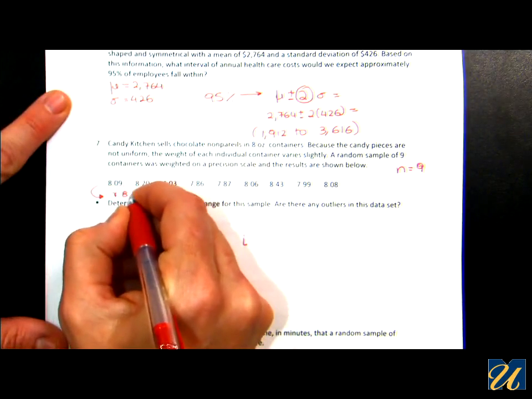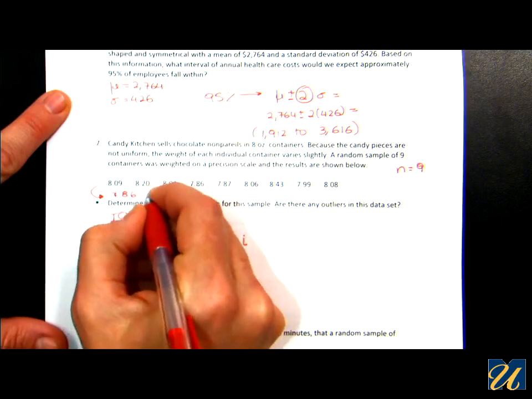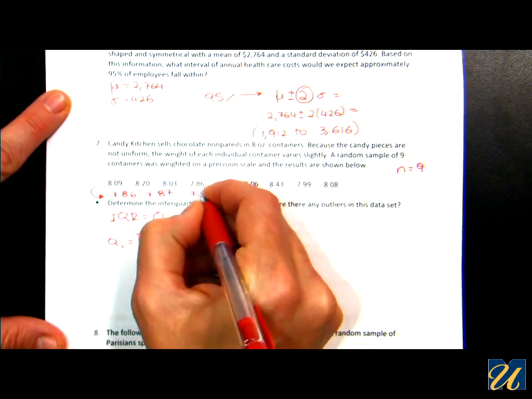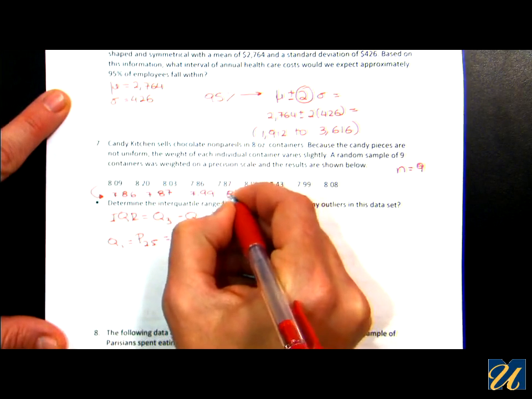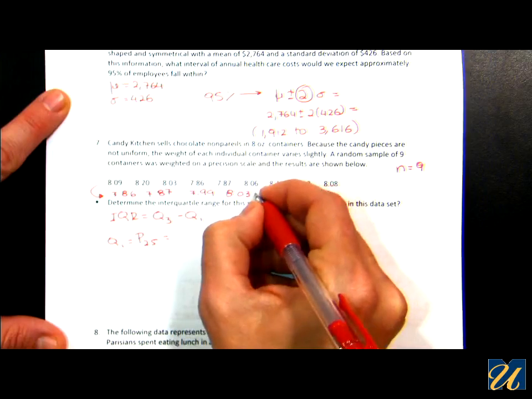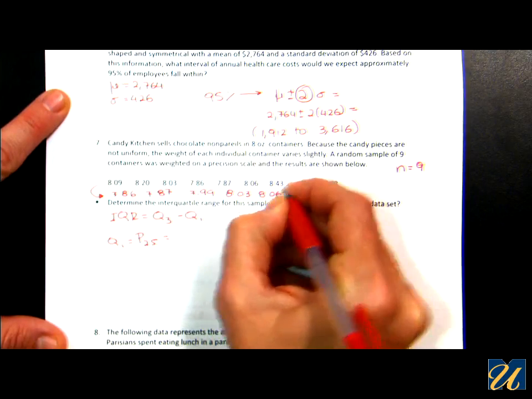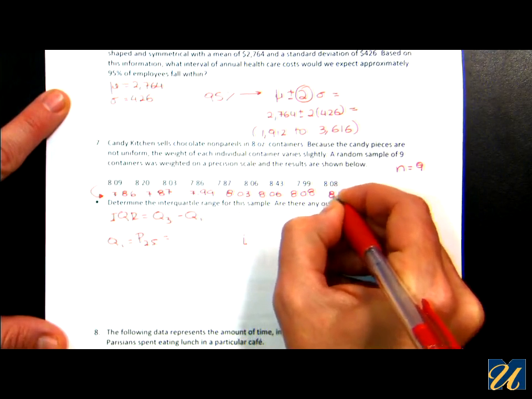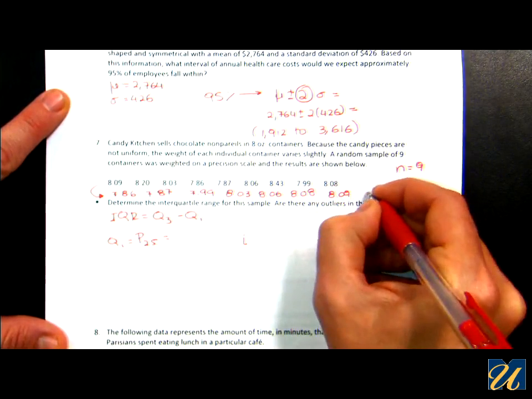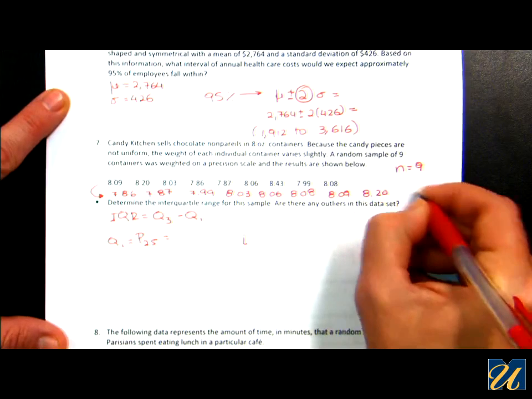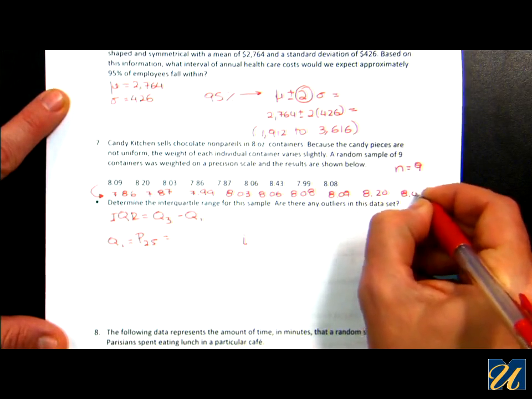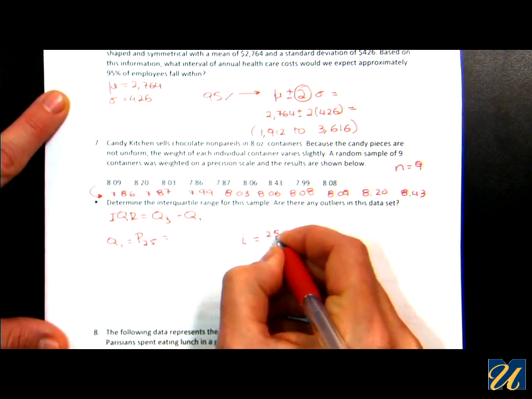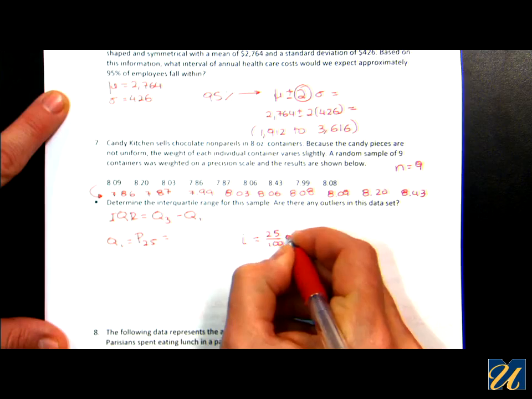7.86, 7.85, 7.99, 8.03, 8.06, 8.08, 8.09, 8.20, and 8.43. So index i will be equal to 25 over 100 times 9.